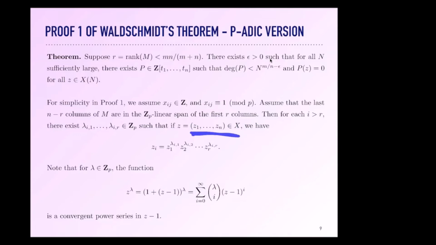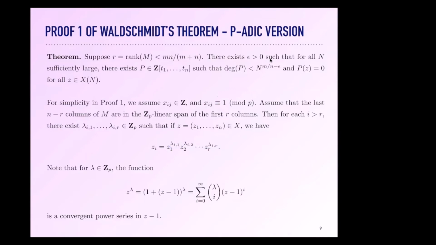Then these elements X are just the various products of the rows, the first row to some power, the second row to some power, and so on. And in each row, we're saying that the last columns are linear combinations of the first r columns. So that means that for any element in my group X, the last n minus r components of this vector can be written as a product of the first r components to these lambda i powers. And these are some powers in Zp. Okay, and you can see why I wanted my xij's to be congruent to 1 mod p, because then it's well defined what it means to raise an element that's 1 mod p to a power in Zp.